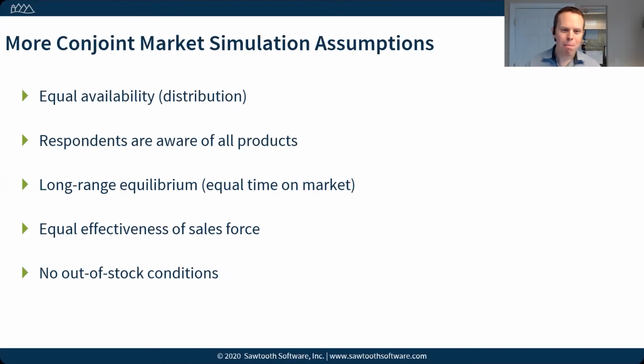We also have some mathematical assumptions. When we run simulations, we assume that there's equal availability, that we're essentially putting these options in front of a person on a silver platter, and all they have to do is point their finger and say, I like that one the best. And that's not really what happens in the real world. We're also assuming that there is equal awareness of products. We know that that isn't always the case. We're assuming a long-range equilibrium, equal effectiveness of sales force, no out-of-stock conditions. So again, we're not necessarily accounting for a lot of these things.